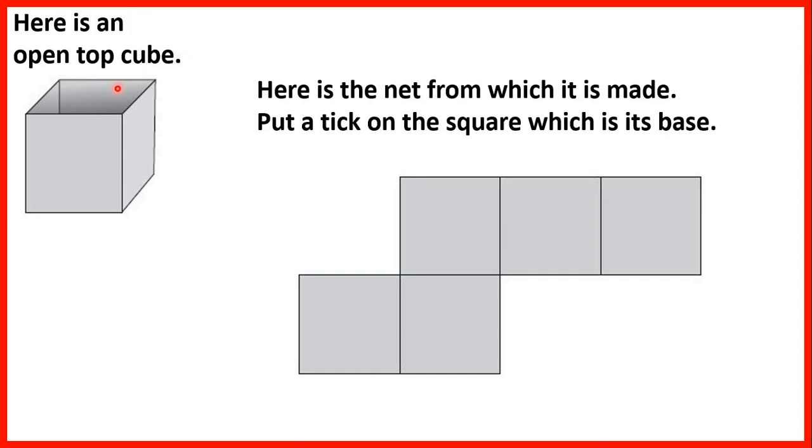Here is an open-top cube. Here is the net from which it is made. Put a tick on the square which is its base. So remember, the base of a cube will be its bottom.